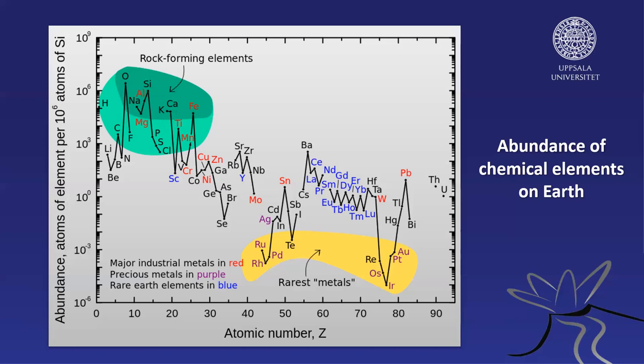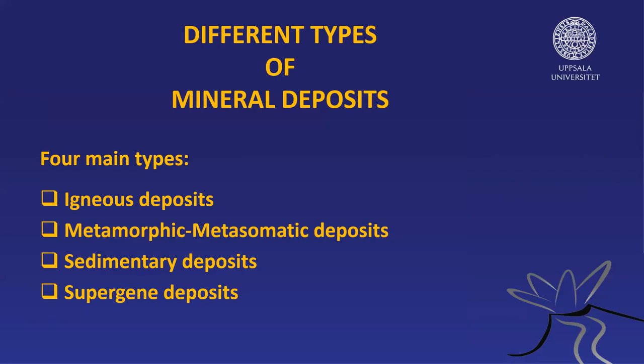So if we want to have enough concentrations of these elements in a deposit, we need processes that basically concentrate these elements in one place. And those are the ore deposits or the mineral deposits. And then we have different types of mineral deposits. Basically, we have four main types.